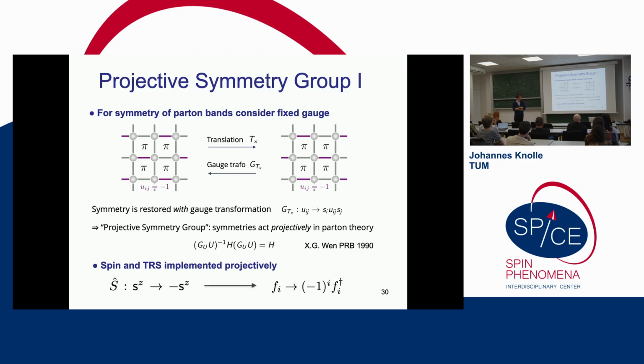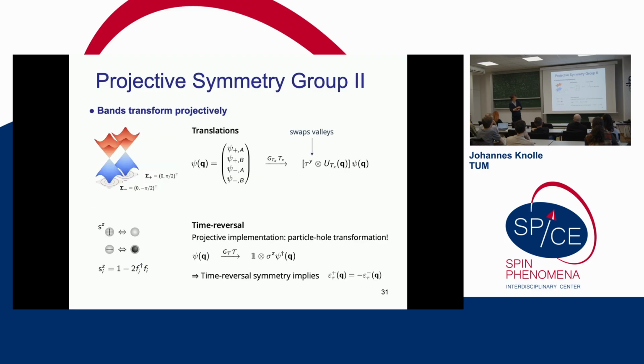In particular, you can think about how spin flip and also time reversal are implemented. Since the spin is the orbital, the occupation of the fermions, you see that the spin flip involves a particle-hole transformation. And now you can write this in momentum space and see what this does for the band structure. A translation brings us from one valley to the other valley, and a time reversal here is a particle-hole transformation where I go from an up particle state to a hole state.